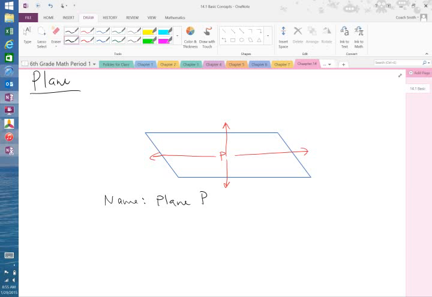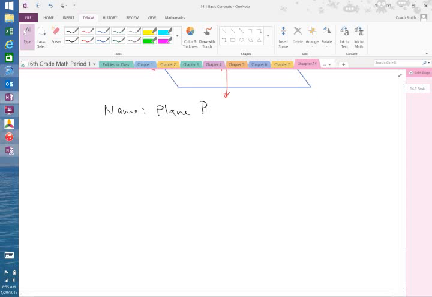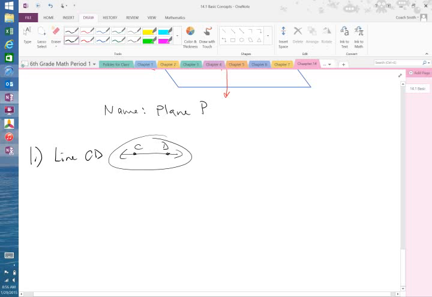Now, let's look at some of the actual problems that you're going to be doing in this section. These will be due on Monday. They're not due tomorrow because I want you studying for your test tomorrow. For example, number 1 says line CD. Well, that's a tough one. You ready? Okay, everybody pay attention. Whew, that was tough. That's your answer.